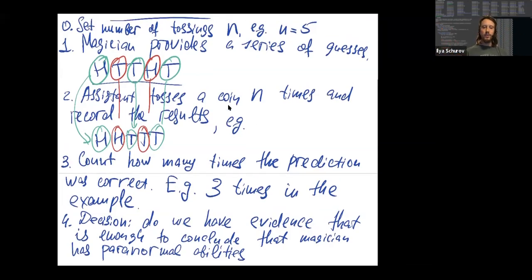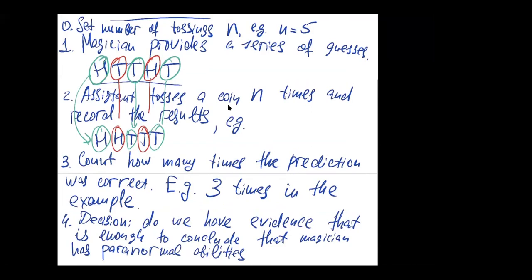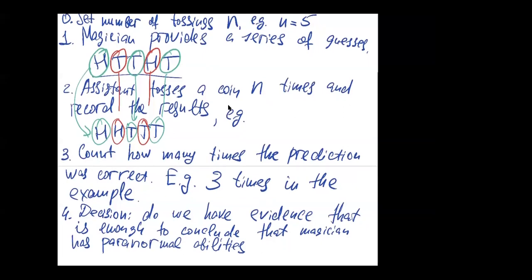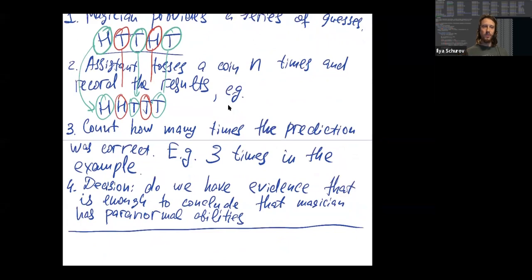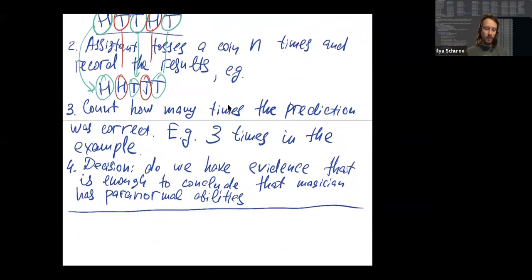So let us look at the data that we have now. The magician guessed three times correctly. Would you claim that it is good evidence in favor of his paranormal abilities? Three times out of five. Good? Surely no. It's even possible to guess all five and it still be a coincidence. So we see that three out of five is just not enough.